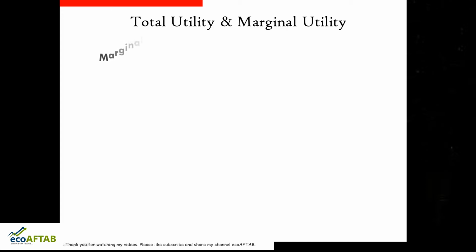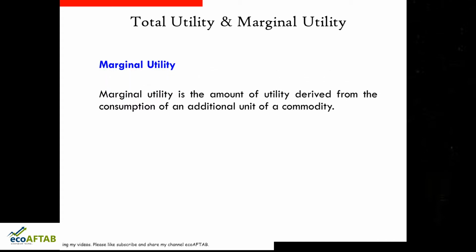Whereas what is marginal utility? I am giving more emphasis to marginal utility because the entire microeconomics, or Marshallian analysis, is purely based on marginal analysis. So our first concept related to the marginal term is marginal utility. Marginal utility is the amount of utility derived from the consumption of an additional unit of a commodity. Please pay attention to this term, additional unit.